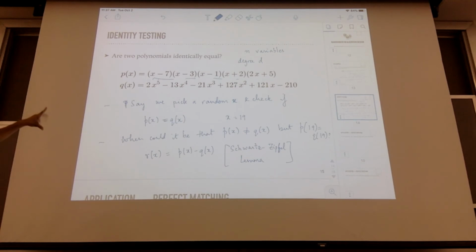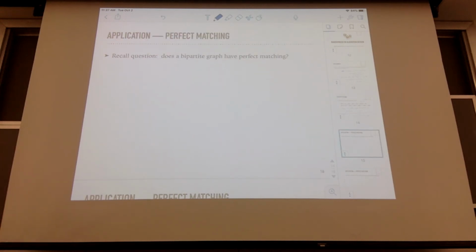All right, so this is one setting. Where does this arise? Where do you have polynomials that you can evaluate easily, but you can't expand out easily? I wanted to give one application, given that we just saw this problem. Let's look at the perfect matching problem. So what is the perfect matching problem?